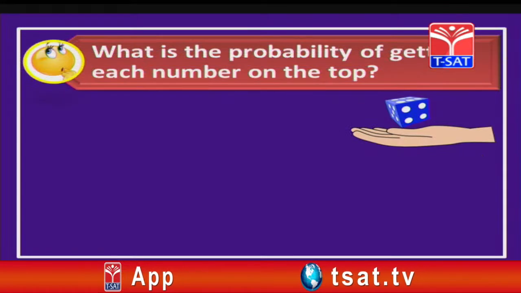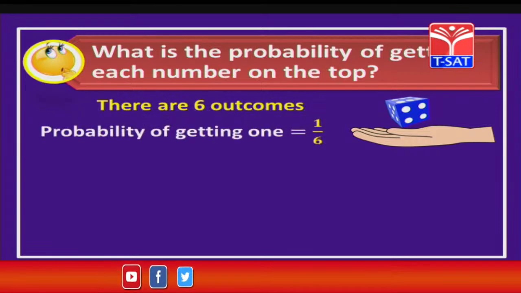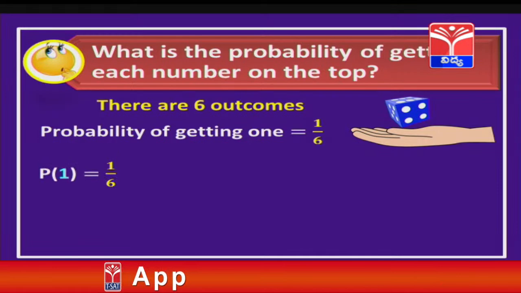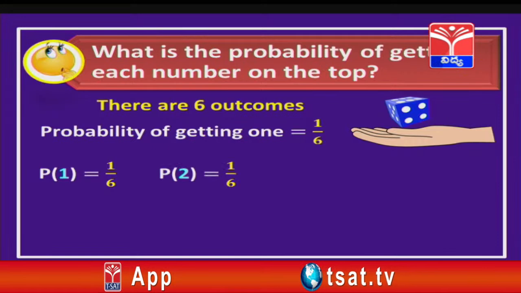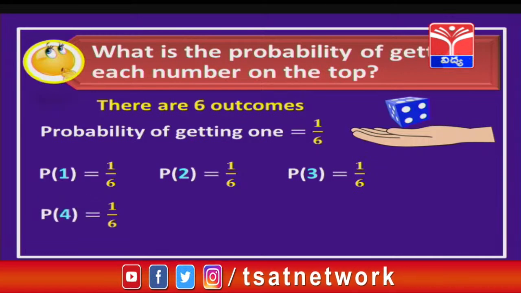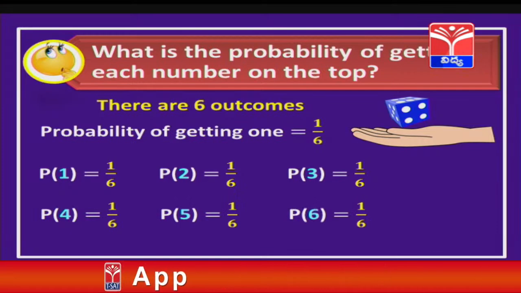Yes. Now, what is the probability of getting each number on the top? So, I want to get a 1 on the top, that means 1 out of 6 outcomes. So, its probability of getting 1 is 1 by 6, or I can write P of 1 is 1 by 6. Then what is probability of getting 2, children? Even that is also 1 by 6. Likewise, probability of getting 3 is 1 by 6, probability of getting 4 is 1 by 6, probability of getting 5 is 1 by 6, and also probability of 6 is also 1 by 6. So, that is why we call them as equally likely outcomes, children, because see, chance of getting all the outcomes is equal, isn't it, children?